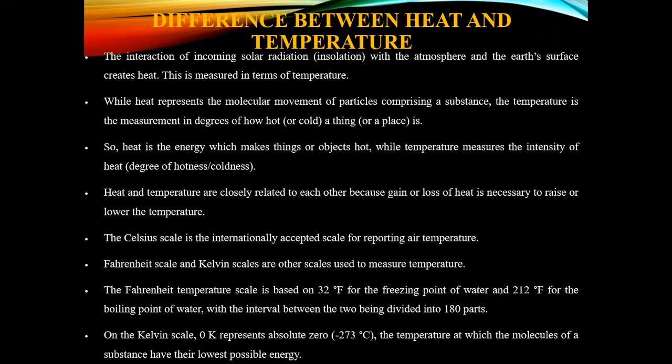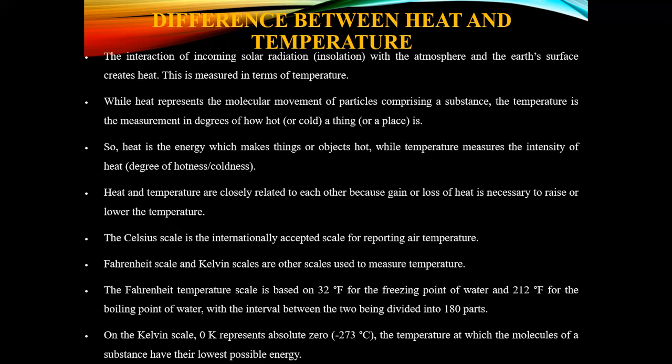Now, we will look into the difference between the temperature and heat. The interaction of incoming solar radiation or insolation with atmosphere and the Earth's surface creates heat. This is measured in terms of temperature. While heat represents the molecular movement of particles comprising a substance, the term temperature is the measurement in degrees of how hot a thing is. So, heat is the energy which makes things or objects hot, while temperature measures intensity of heat.